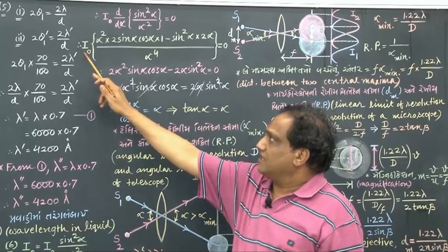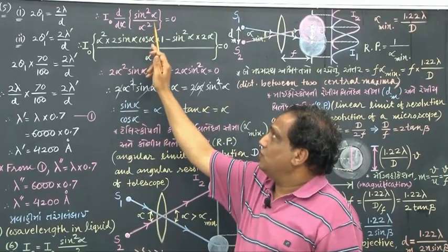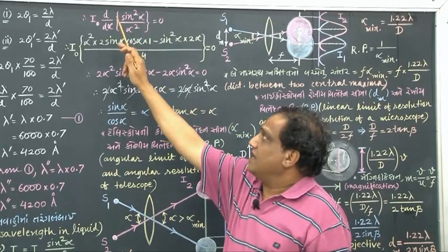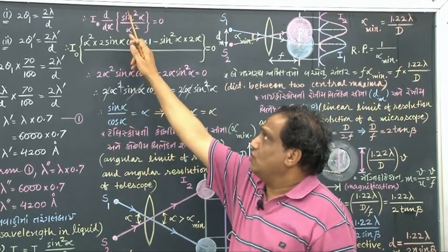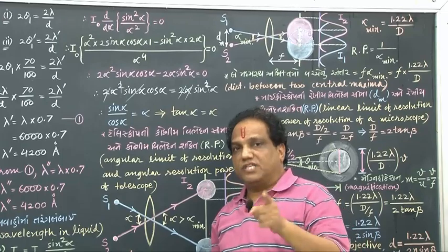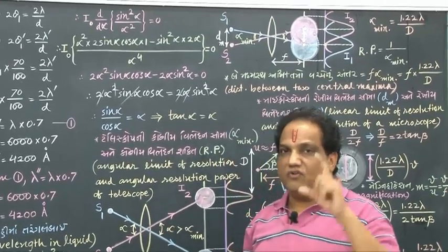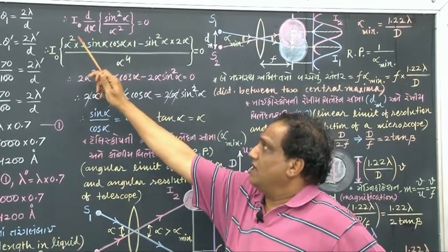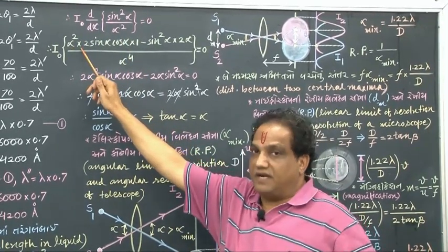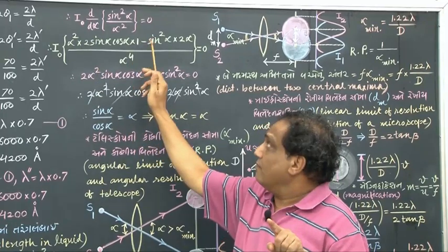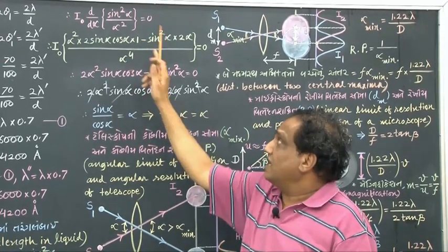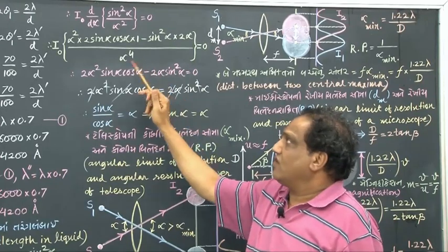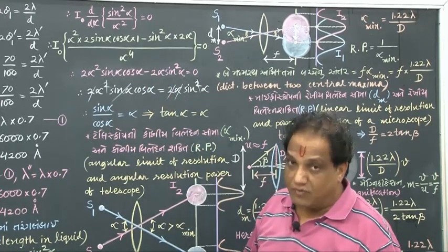Now take this as u, take this as v, so you will find it something like d/dα of u upon v. There is a special rule for taking the derivative of a ratio. What is that rule? You write the denominator as it is multiplied by the derivative of the numerator, minus the numerator as it is multiplied by the derivative of the denominator, divided by the square of the denominator.